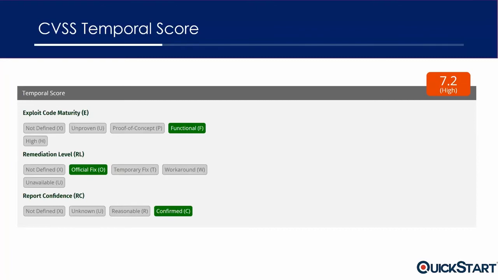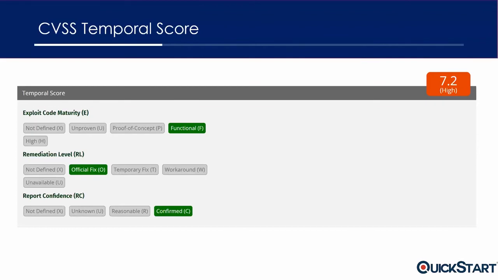So what is the exploit code maturity? You see I have options here: unproven, proof of concept, functional, and high. All those mean is, for instance, unproven: this vulnerability exists, we know it exists, however, we have not been able to recreate it in laboratory settings. Versus proof of concept: the vulnerability exists, we know it exists, and we're able to recreate it in laboratory conditions, but we're not seeing it in the wild.